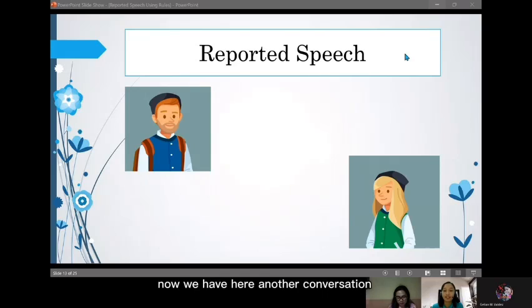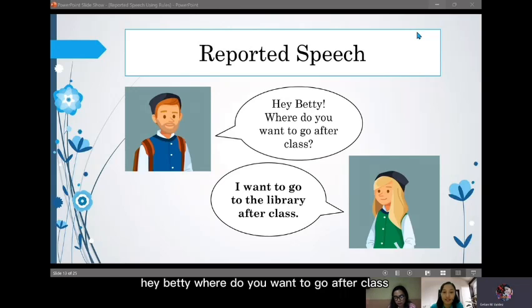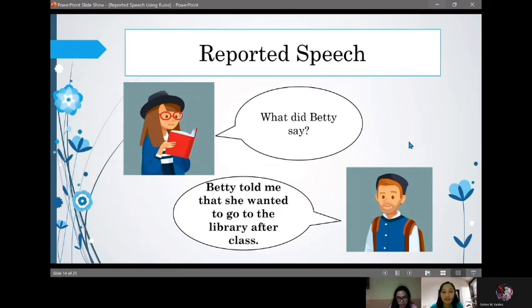Now we have here another conversation. So can anybody read the text? Jillian, can you read the text for us? Yes po. Okay. Hey Betty, where do you want to go after class? I want to go to the library. To the library after class. Okay, continue. What did Betty say? Betty told me that she wanted to go to the library after class.